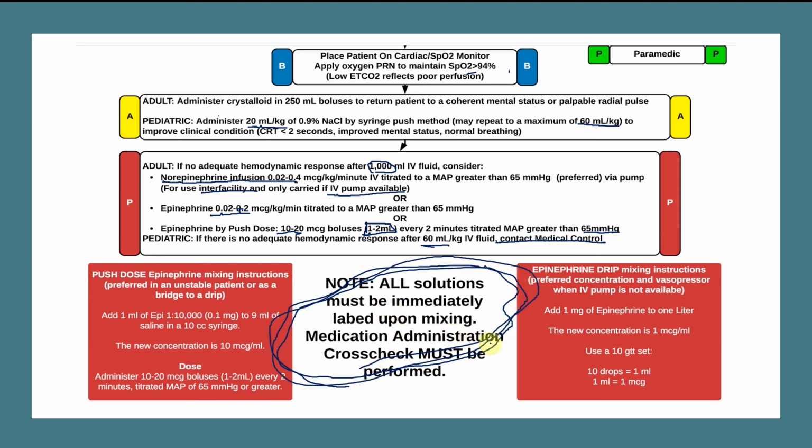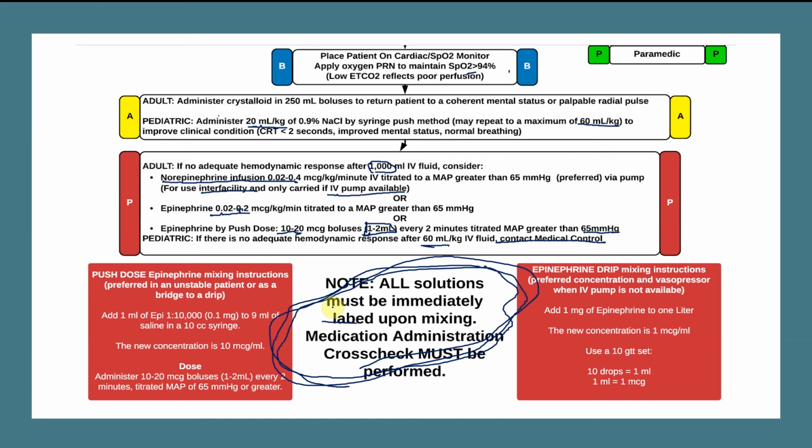Okay. Now, anytime you're mixing anything up, always use a medication administration cross-check. So hold the vial up, hold the syringe up, and ask your partner, ask somebody to cross-check that medication and make sure that you mixed it correctly. There have been some reports of people regularly mixing up push dose epi incorrectly, and this could be deleterious to the patient. So this is nothing that's benign, so you want to ensure that you're doing a cross-check, and I want you to document in your report that a cross-check was performed.